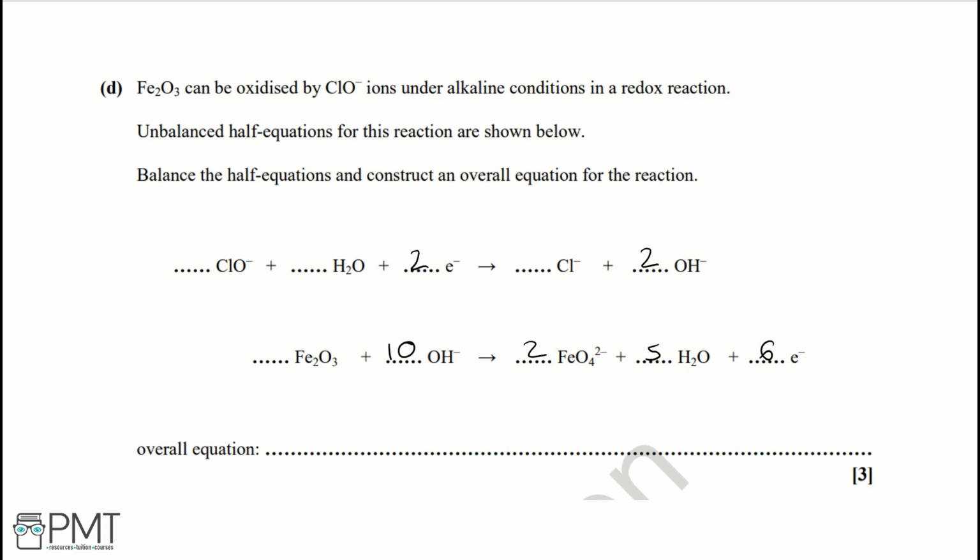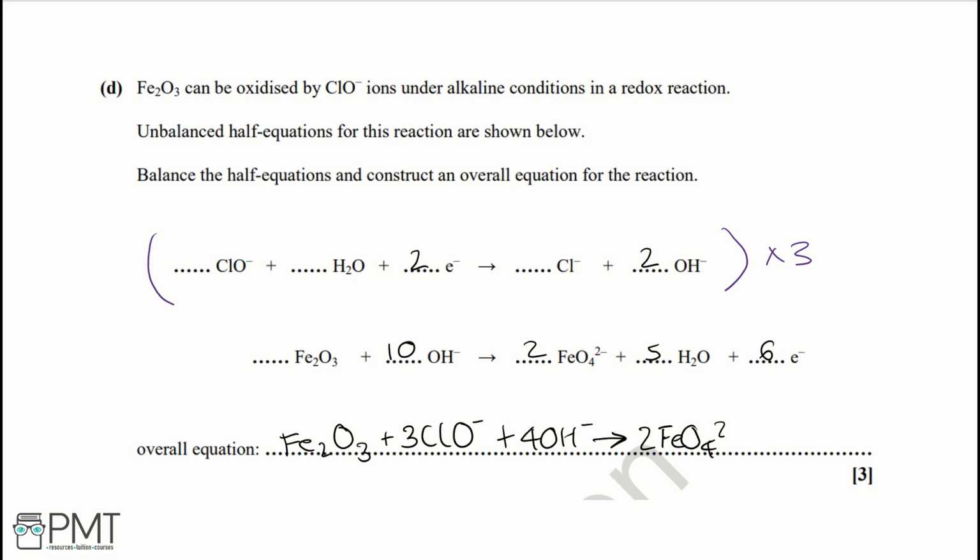When writing our overall equation, we need to multiply our first half equation by 3. Then that's going to make our overall equation Fe2O3 plus 3ClO- plus 4OH-, and that's going to produce 2 FeO4 2- plus 3Cl- plus 2 H2O. To get the 3 marks for this question, you get a mark for each half equation that's correct and a mark for the correct overall equation.